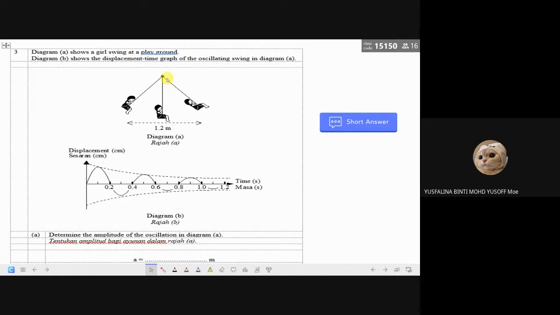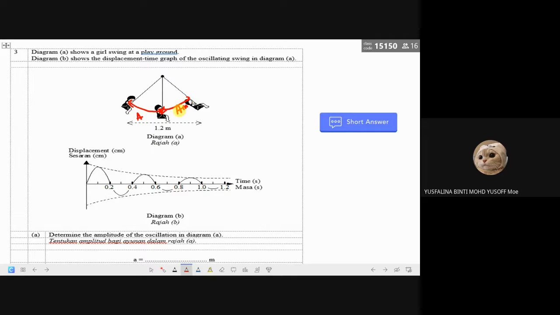So where's the equilibrium position here? Here, right? Okay, so let's say if you don't give any force, after it oscillates, it will stop. So it will stop at this position. So this is called the equilibrium position. The amplitude is the maximum displacement, from equilibrium to the maximum displacement, from here to here. This is called the amplitude. This is also called the amplitude.